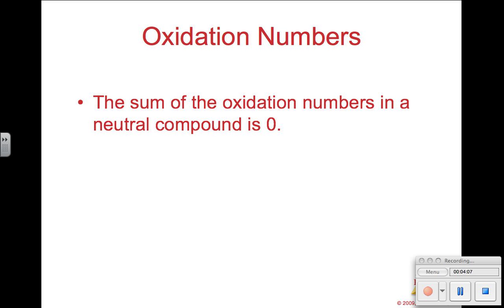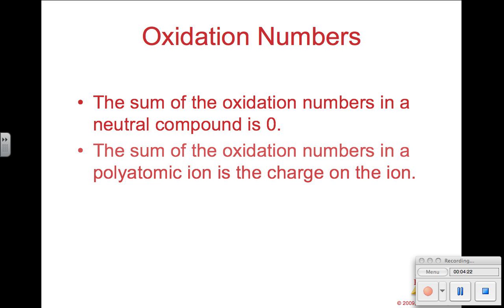Take some of the examples I've given so far, like hydrogen peroxide, H2O2. You've got +2 from 2 hydrogens and -2 from 2 peroxide oxygens, so the total charge of the compound is 0. The sum of oxidation numbers in a polyatomic ion is the charge on the ion.